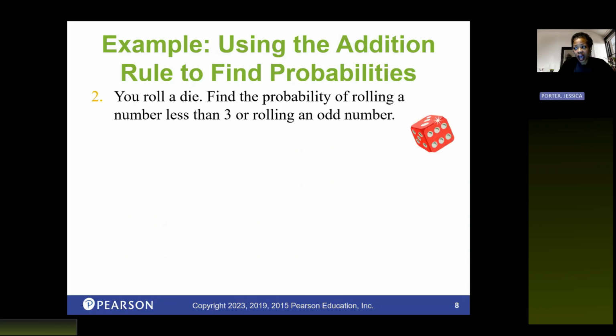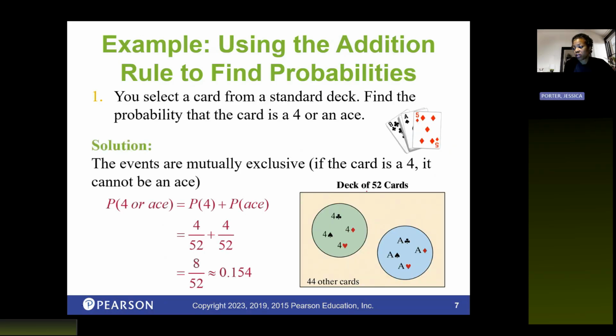Okay. You roll a die because you can't have fours. Fours don't overlap aces. And the question was, why is it mutually exclusive? Because fours don't overlap aces. If I said something like aces and spades, well, they have one overlapping, right? Because there's one ace that is a spade. But in this case, we don't have any overlap. Does that make sense?